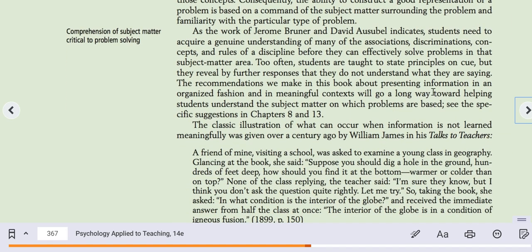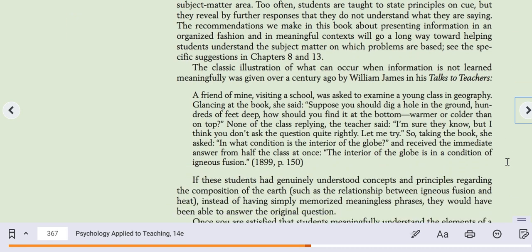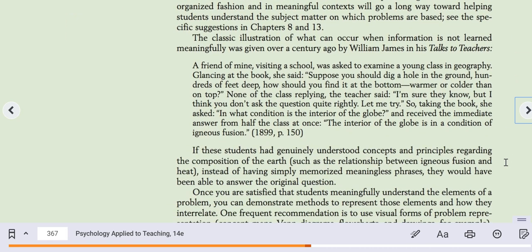The classic illustration of what can occur when information is not learned meaningfully was given over a century ago by William James in his Talks to Teachers. "A friend of mine visiting a school was asked to examine a young class in geography. Glancing at the book, she said, 'Suppose you should dig a hole in the ground, hundreds of feet deep. How should you find it at the bottom, warmer or cooler than on top?' None of the class replying, the teacher said, 'I'm sure they know, but I think you don't ask the question quite rightly. Let me try.'